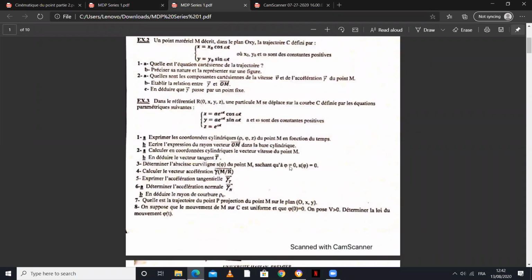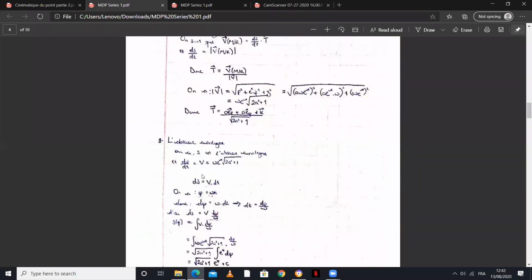and even the initial conditions that they have given us are in phi. It's like phi is equal to 0 when s de phi is equal to 0. So in the question, they're asking us to find s in terms of phi. But when you look at the expressions that we've been working with so far, they are all expressed in terms of t. So for us to get our answer for s in terms of phi, as the question is asking us, we're going to have to change the variable from t, which we have now, to phi, which they are asking us to use.